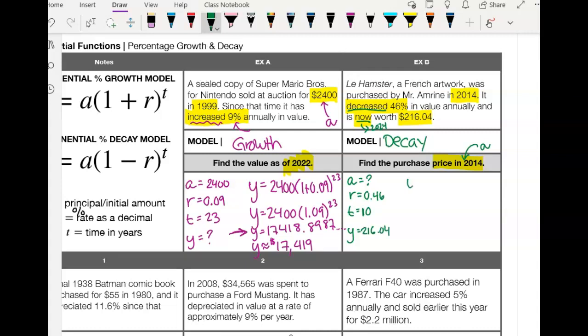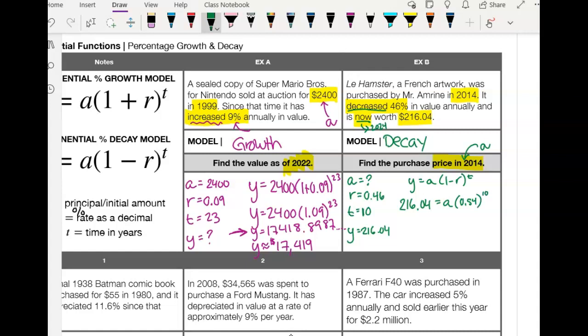Now we can go to our formula, y equals, right, we got A(1 minus r) to the t. So now we're just going to fill in all of our values, 216.04, A, I'm going to go ahead and do this math right now just because it's kind of tight on space. 1 minus 0.46 is going to be 0.54, and the time is 10.